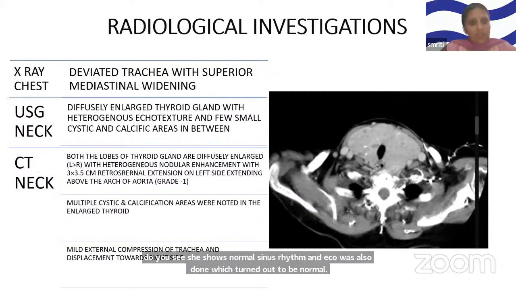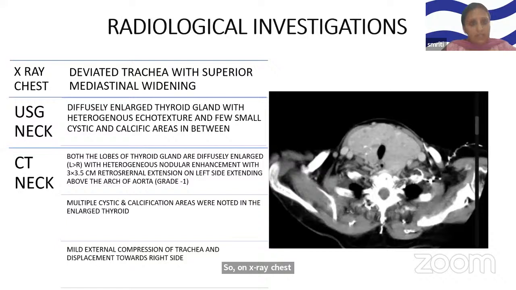On X-ray chest, the trachea was deviated with superior mediastinal widening. Ultrasound neck was also done, which showed a diffusely enlarged thyroid gland with heterogeneous echo texture, and a few cystic and calcific areas in between were visualized. The CECT showed both lobes of the thyroid gland diffusely enlarged, left more than right, with heterogeneous nodular enhancement and a 3 by 3.5 centimeter retrosternal extension on the left side, extending above the arch of the aorta.